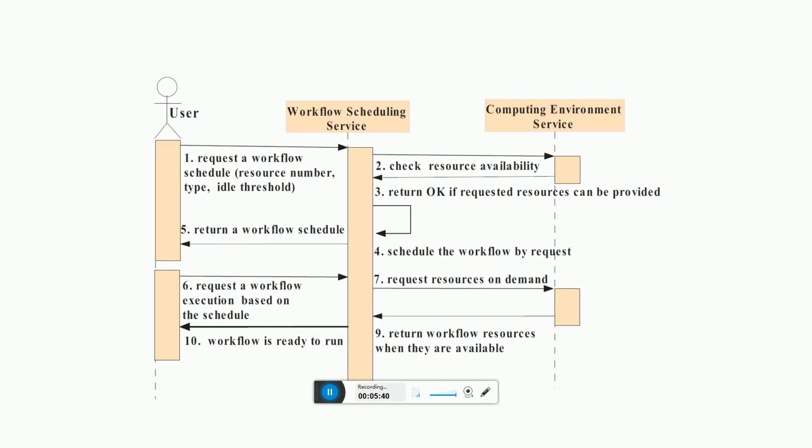So CES then returns a schedule result to the user. The result includes the number of workflow resources and the cost estimation. If the user agrees to this schedule and requests to run the workflow, the workflow scheduling service requests workflow resources from the service-oriented computing environment on demand of the need of computation and data storage. Once the resources are available, the workflow can start to run.